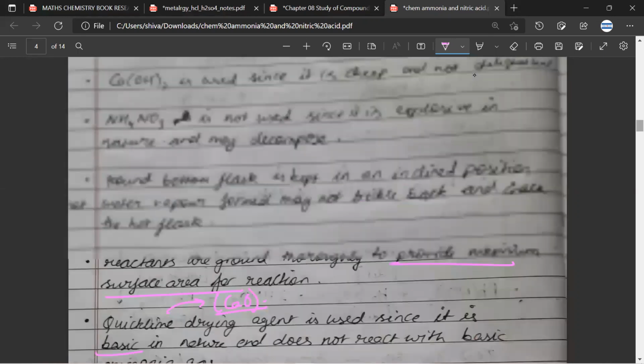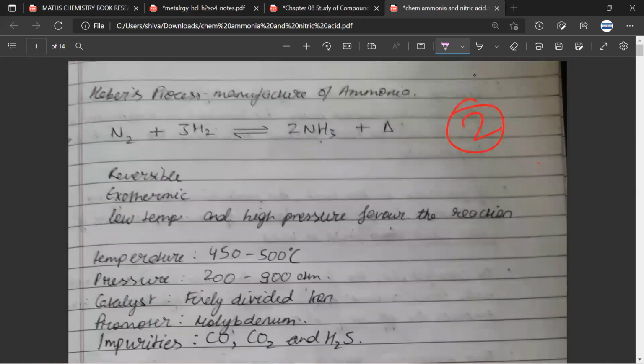Okay, let's move on to Haber's process, the manufacture of ammonia. N2 plus 3H2, and this is a reversible reaction, gives 2NH3, which is ammonia. If you see a triangle like this at the end of the reaction, then it means that the reaction is exothermic. These are some properties of the reaction: it is reversible, it is exothermic, and low temperature and high pressure favor the forward reaction, because you want as much yield of ammonia as possible.